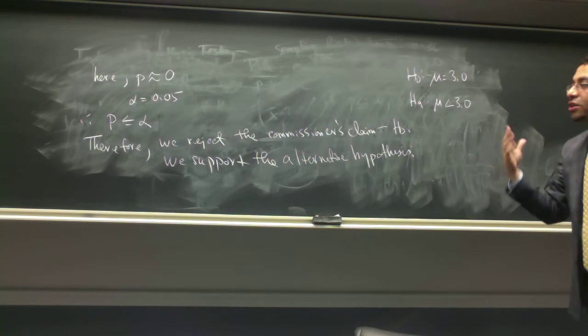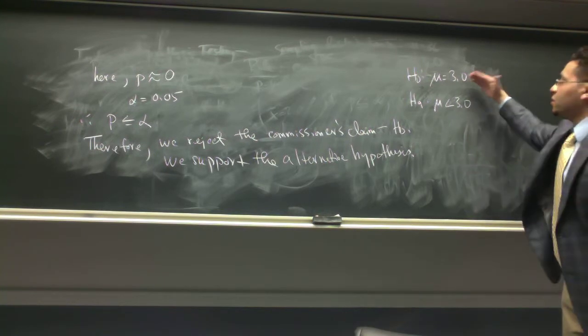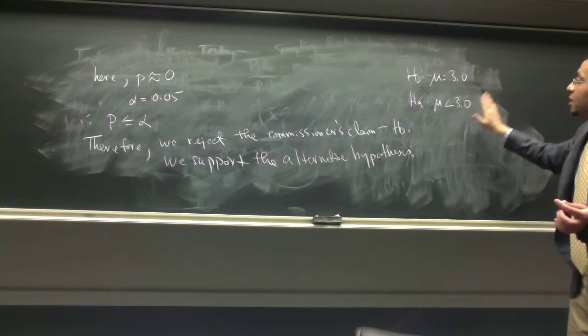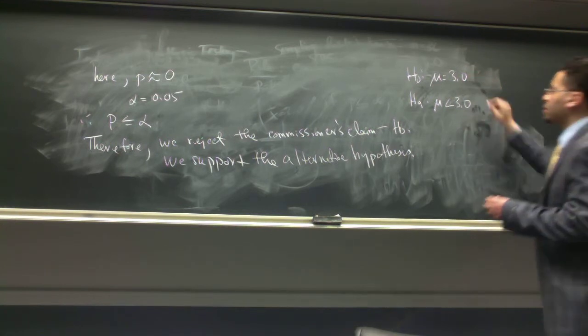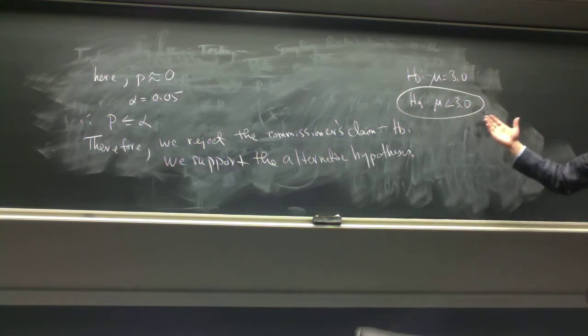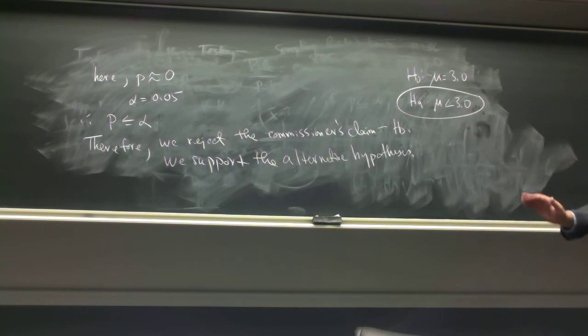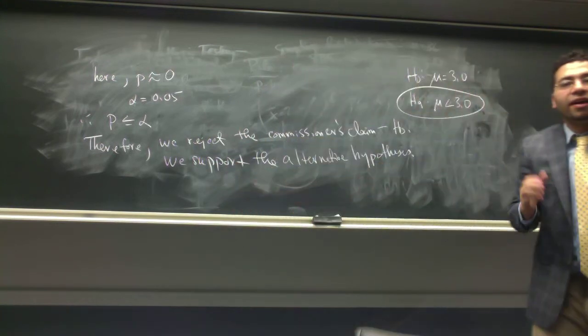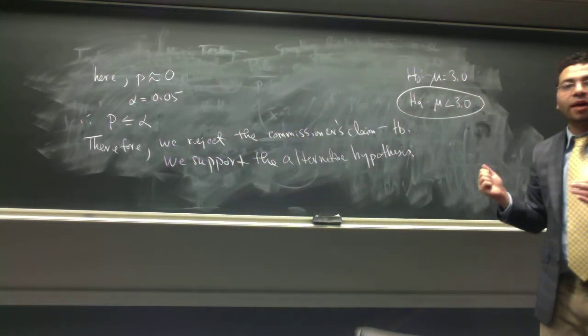So our data indicate that the null hypothesis is not true, so we reject the null hypothesis in favor of the alternative hypothesis, concluding that the mean GPA of all college basketball players is indeed less than 3.0 with a significance level of 0.05. And that will conclude our introduction to hypothesis testing.